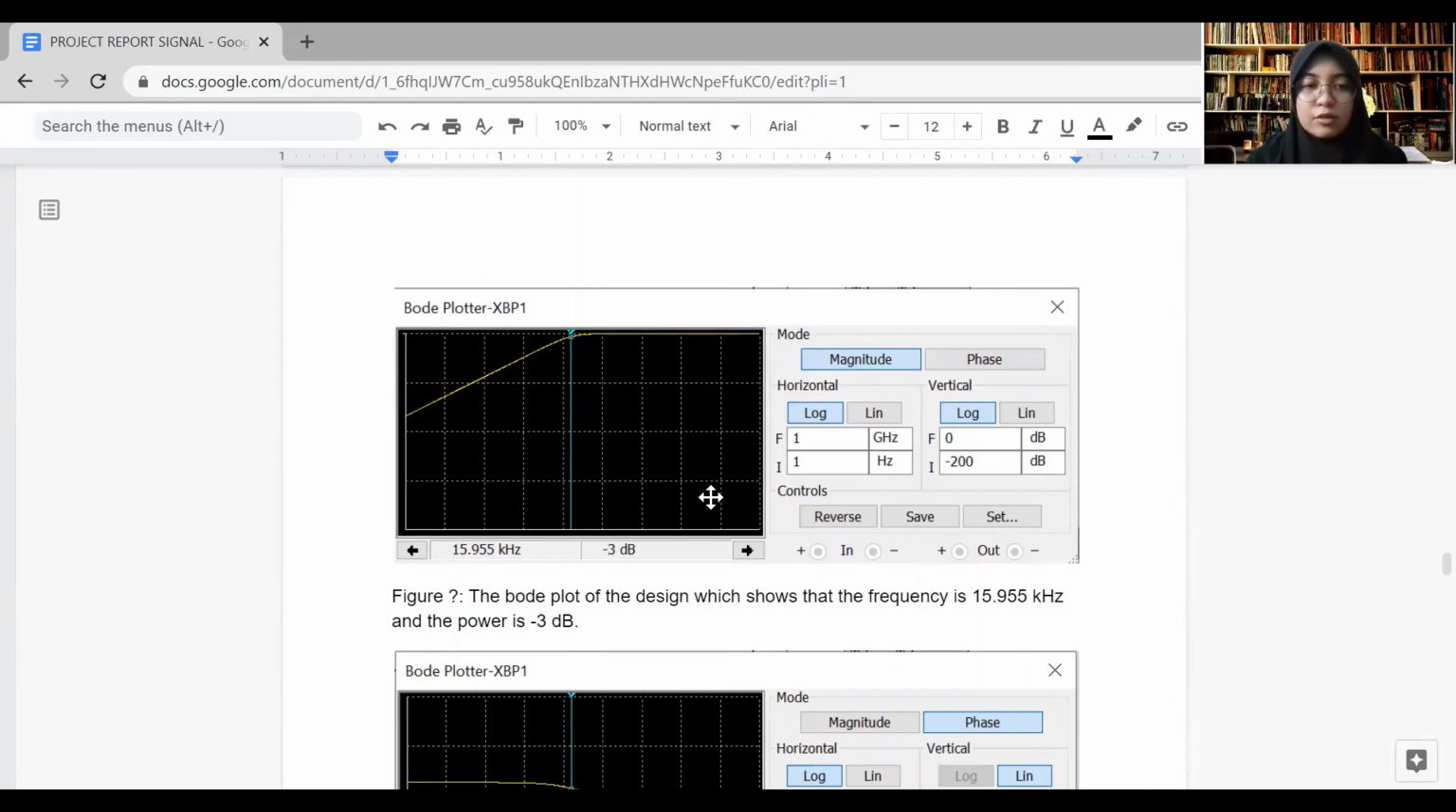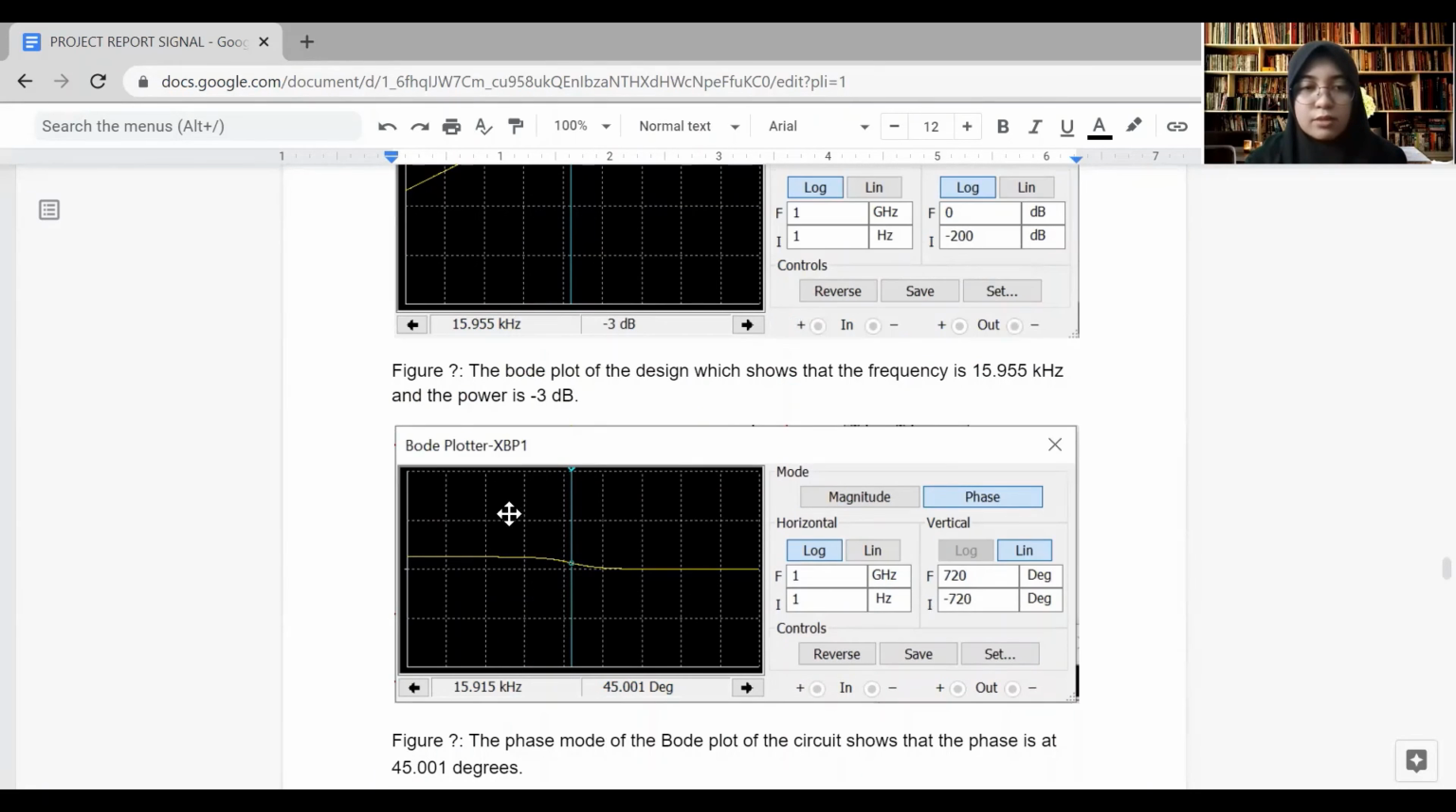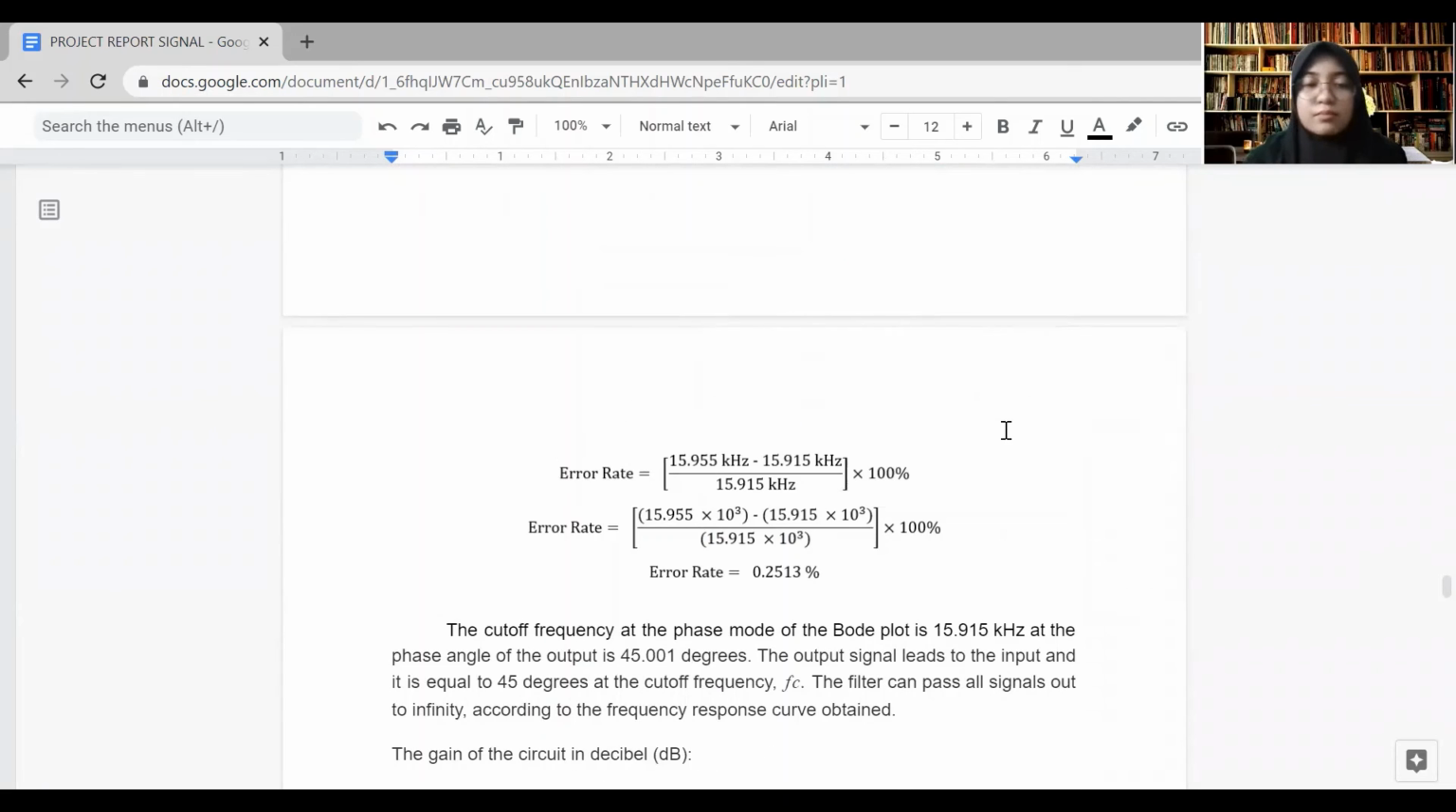The magnitude mode of the Bode plot shows that the cut-off frequency is 15.955 kHz at negative 3 dB. Meanwhile, the phase angle of 45 degrees and the cut-off frequency of 15.95 kHz can be observed at the phase of the Bode plot. Based on the Bode plot, there is a slight difference in the theoretical and Multisim experimental values of the cut-off frequency. The error obtained is 0.2513.